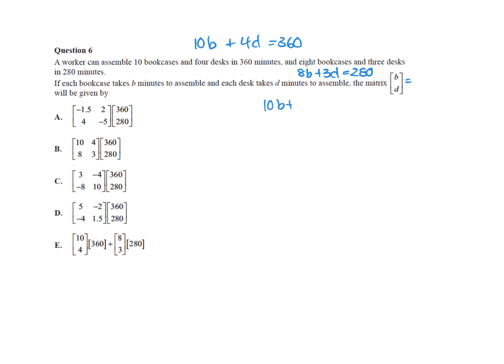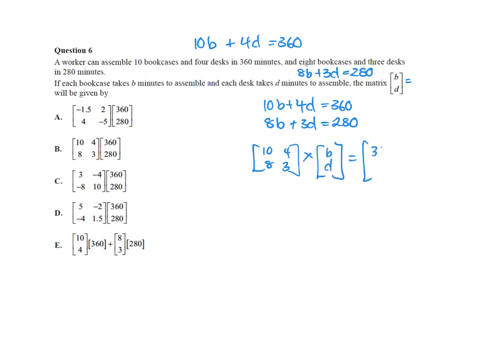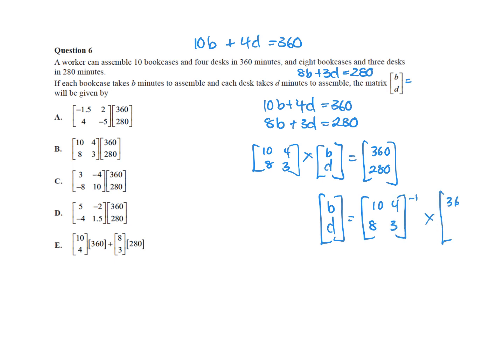I'll write them out underneath each other like you're used to. So if it was written like this, and then if I was to write in the setup, I'd have 10, 4, 8 and 3 multiplied by B and D, and it would equal 360, 280. Okay? Now they want me to solve it. They want to show what it is to solve it. So that means I would have to put the inverse in and times it by this one.